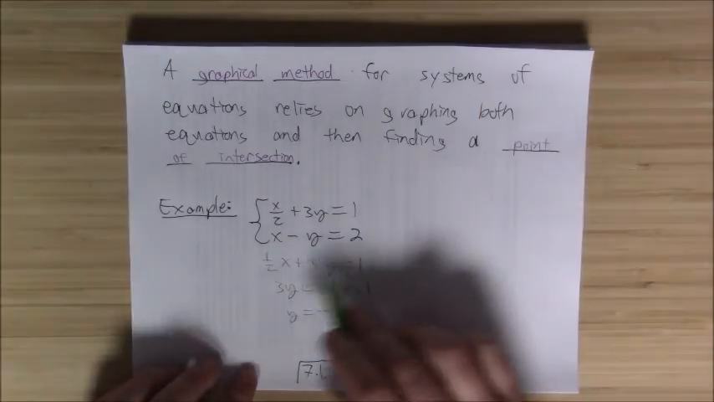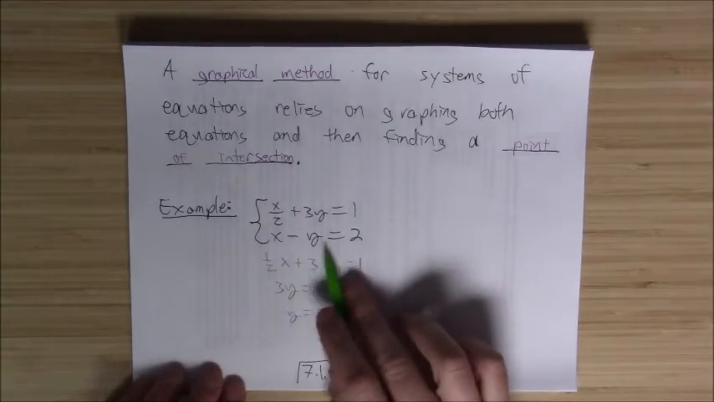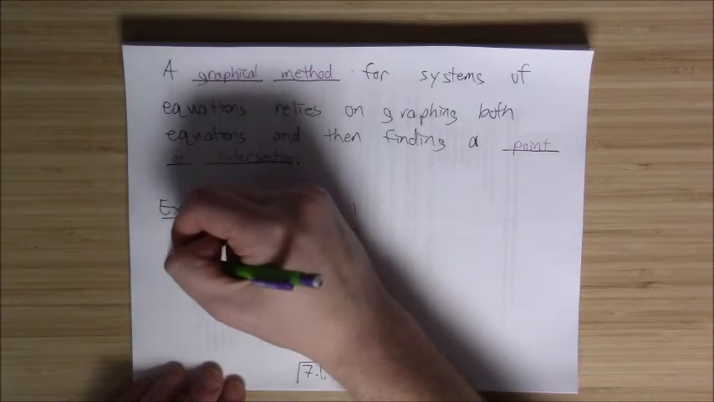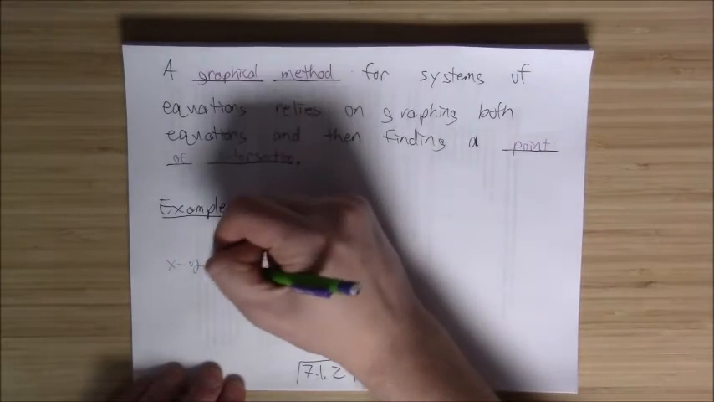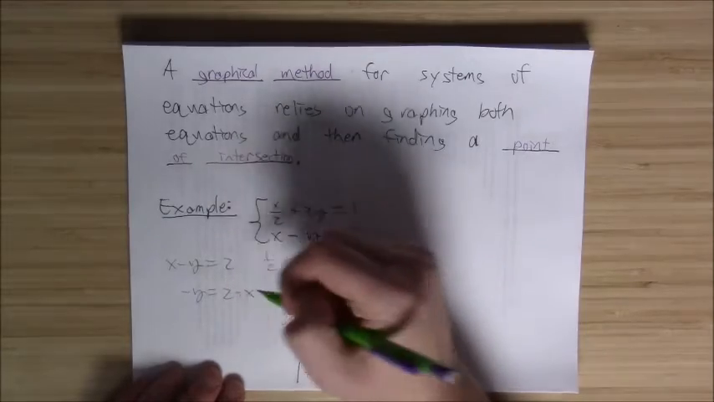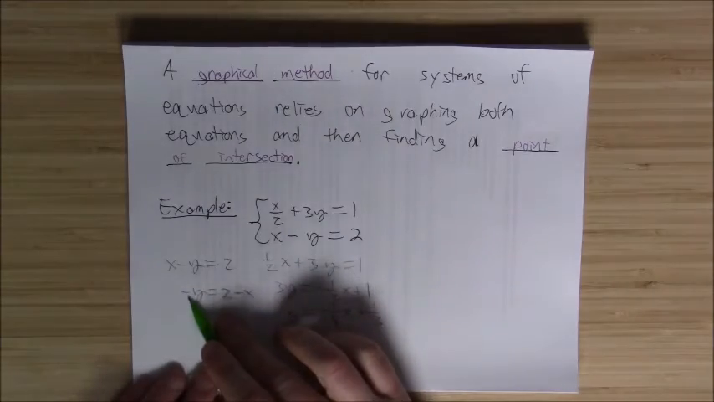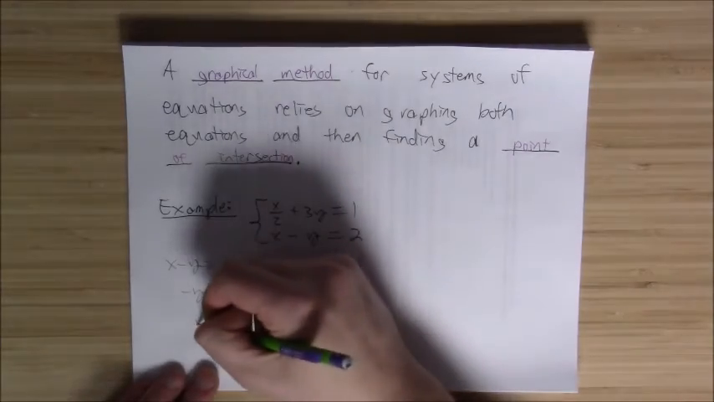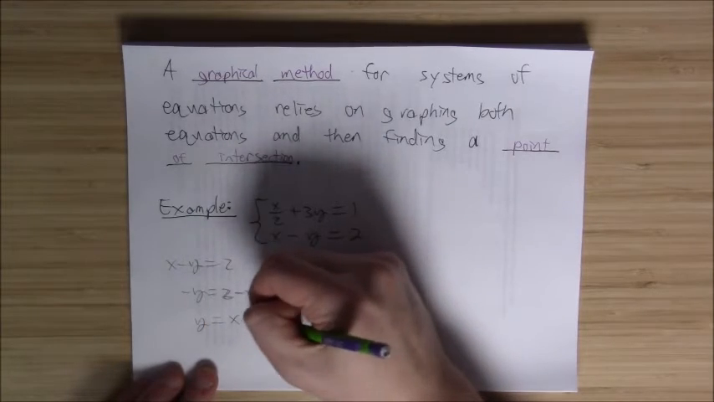Similarly, if I solve this equation for y, and this one's a little bit easier, we have x minus y equals 2, so negative y equals 2 minus x. But then I'm going to multiply everything by negative 1, so I have y equals x minus 2.